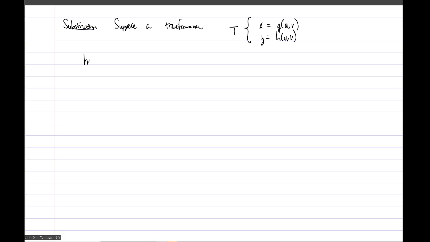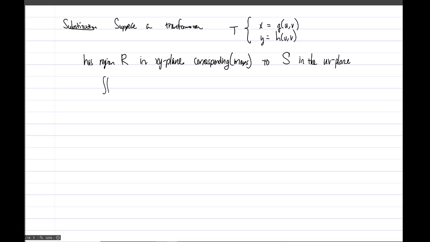has a region R in the xy plane. So this doesn't make much sense so far, the sentence as written so far. But there's a region called R in the xy plane. And this corresponds to, or corresponding to, let's also put the other word here, corresponding or maps, either word is fine, to a set S in the UV plane.